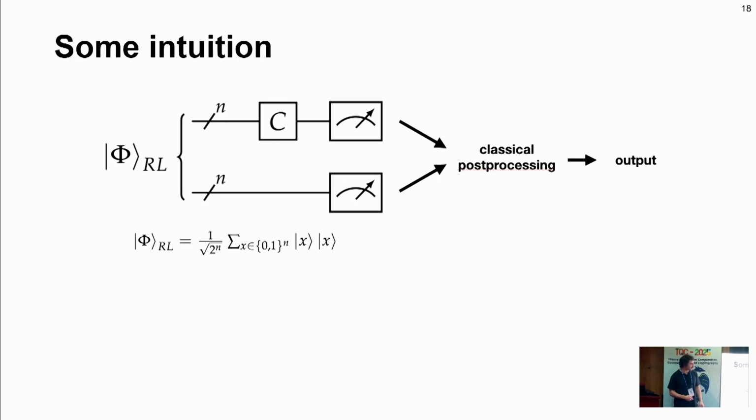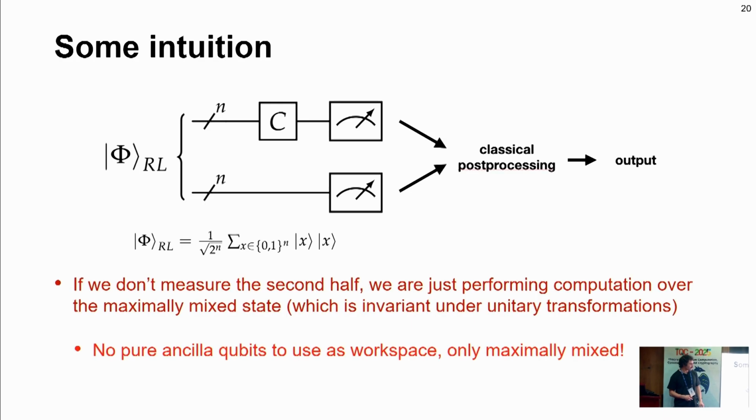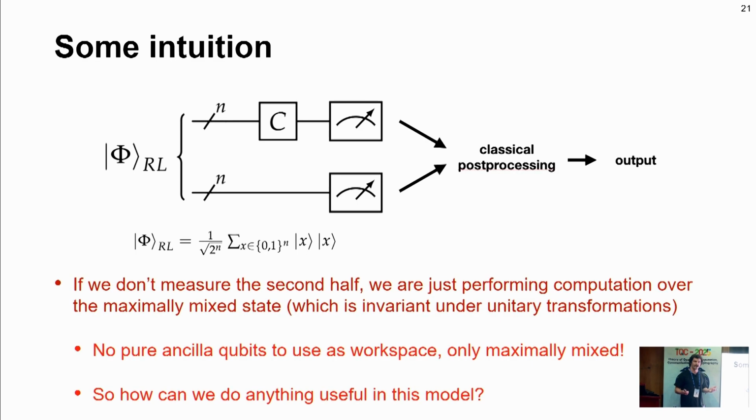Like I just said, some intuition about this model is if you don't measure the second system, you can't really do anything. Furthermore, there are no pure ancilla qubits to use as workspace, similar to the one clean qubit model. So you might be wondering, how the heck do we do anything here? This is maybe historically similar to one clean qubit, where it looks very weak a priori, but it turns out you can do some things sometimes.